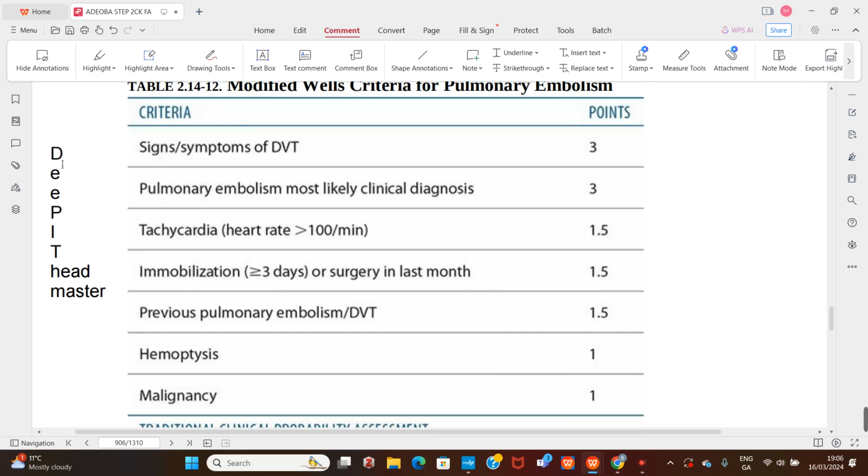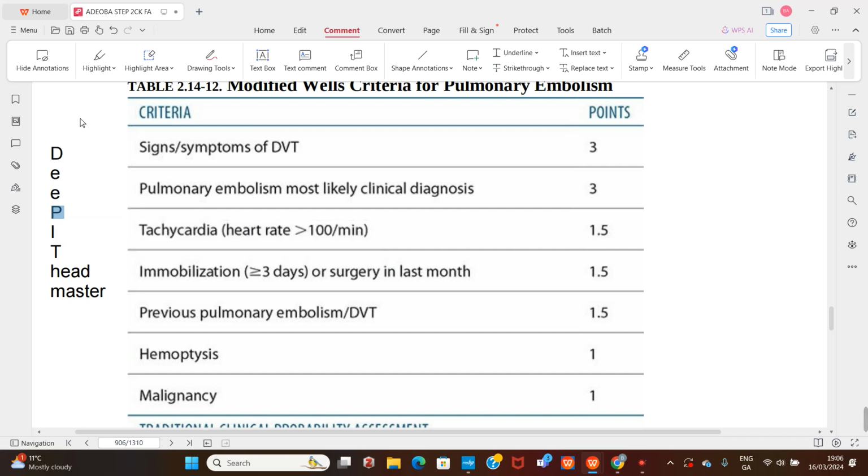So the first one is a D, which is the sign and symptom for DVT. You ignore the two E's. The next one is a P, which is talking about pulmonary embolism is the most likely diagnosis. Deep Pit Headmaster, or the Headmaster's deep pit. The reason why I arrange this like this is so that we can place the numbers so that it doesn't scatter, because the ones that are up are the ones that take larger numbers, which is 3.